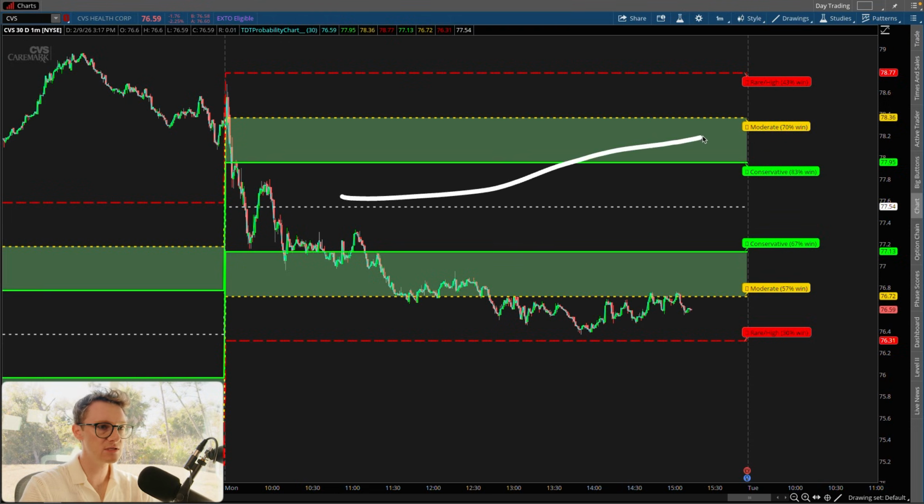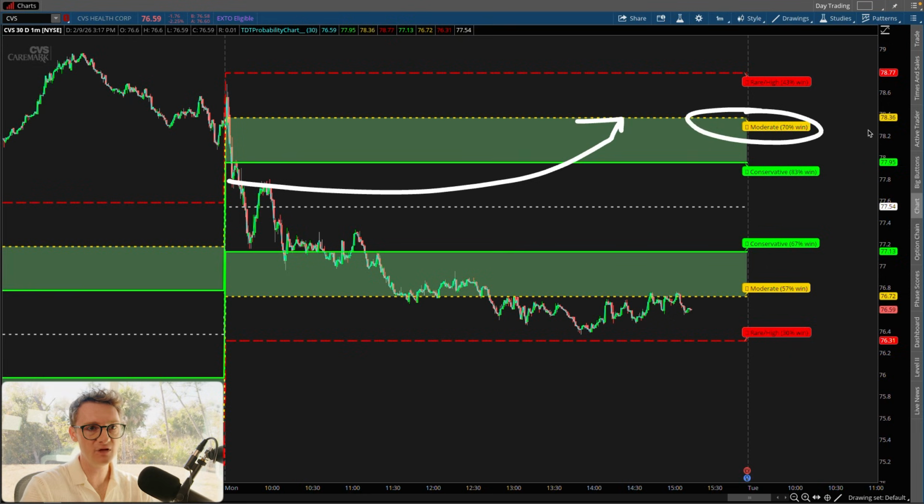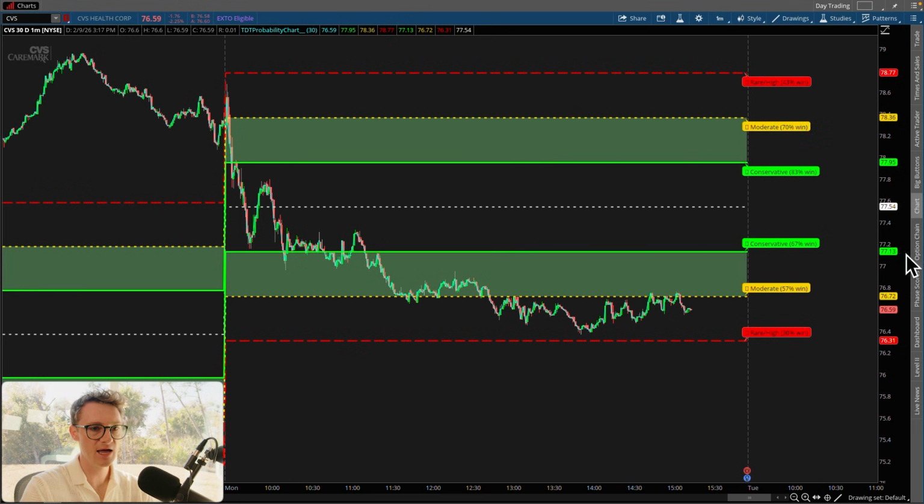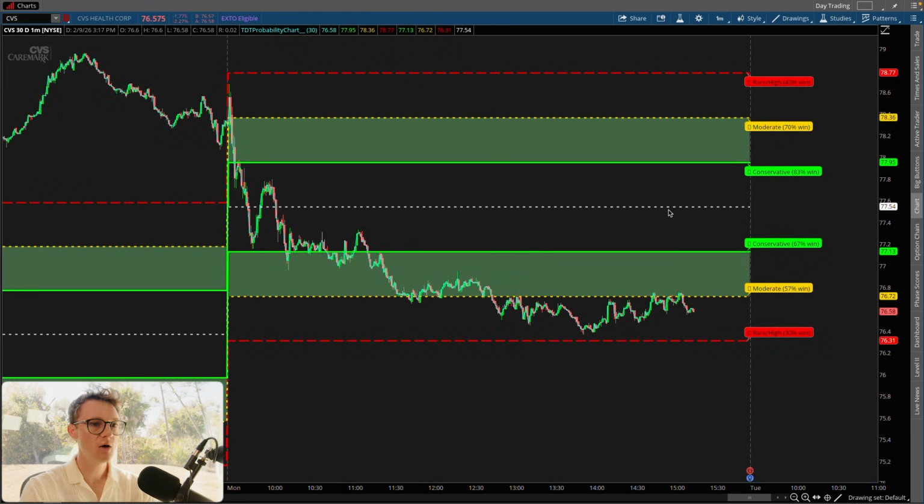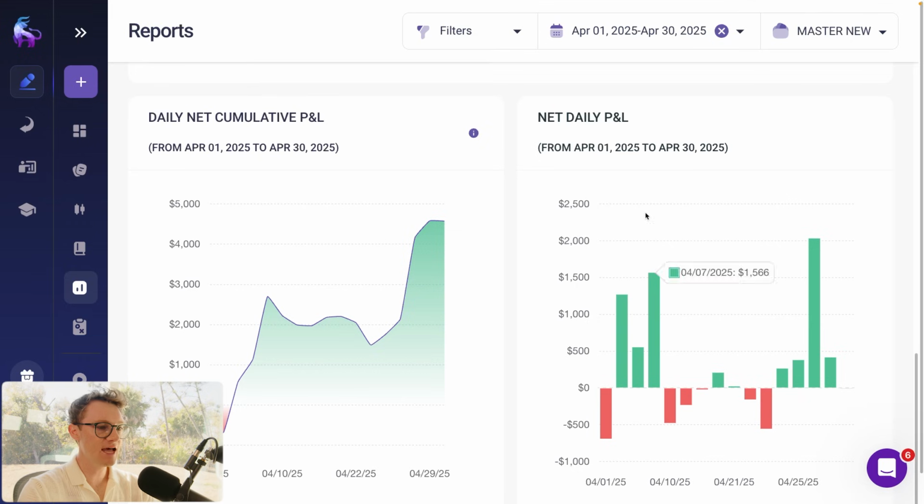So our reward is still more than our risk, and our probability is even higher, right? We've got more space to cover to get up to our take profit at 78.36 than we do to get down here to our stop loss at 77.13. So yes, you could use the probability chart to structure and take a trade solely, but ideally what I would like to see you do is overlay this on top of an existing chart and an existing trade plan that you have. And as promised, here is the 1 month back test using the probability chart.